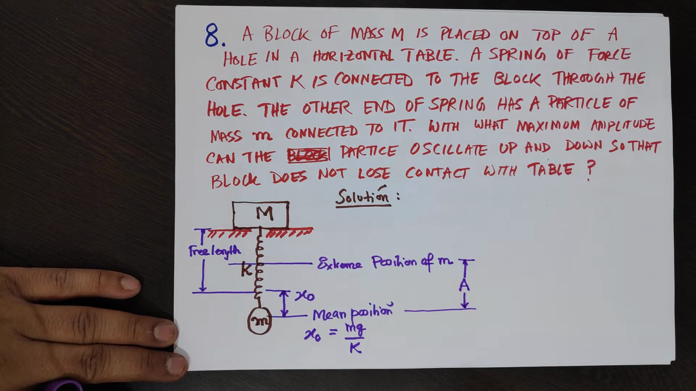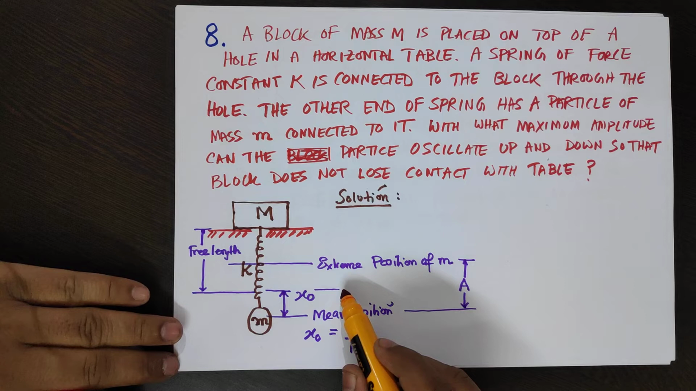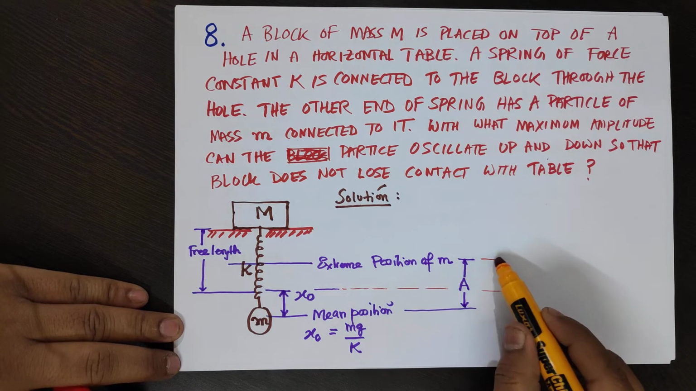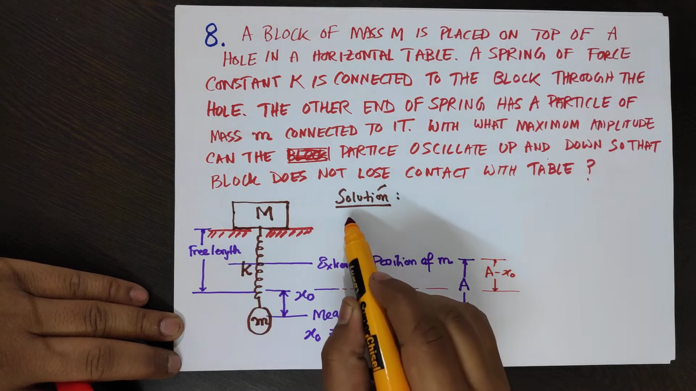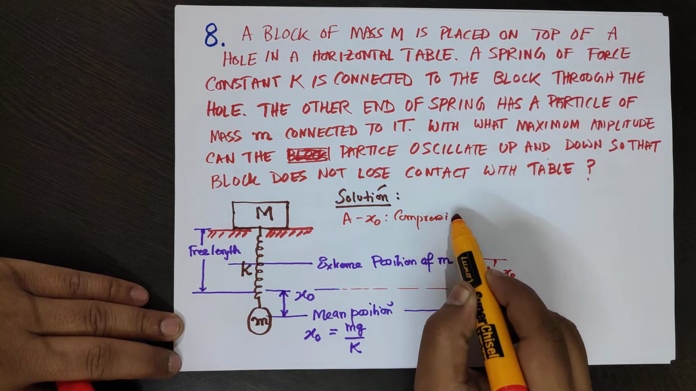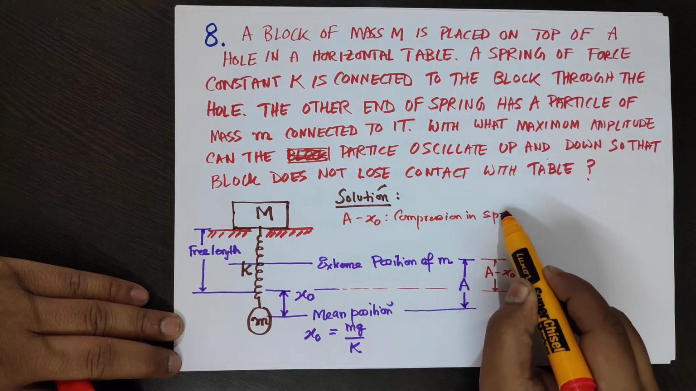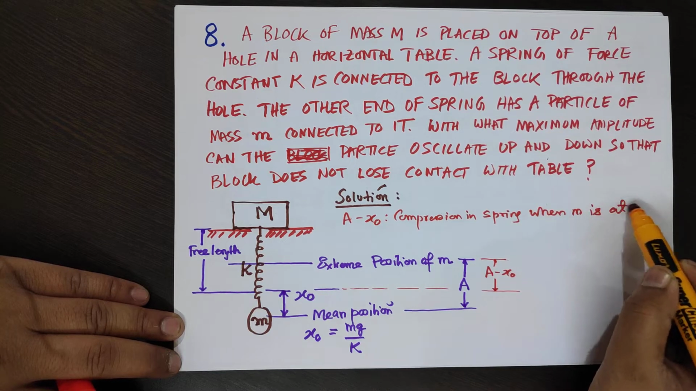Okay. Now while this is at the extreme position, then what is the compression in the spring? The compression in the spring is equal to A minus x naught, right? A minus x naught. So A minus x naught is compression in the spring when small m is at the upper extreme.